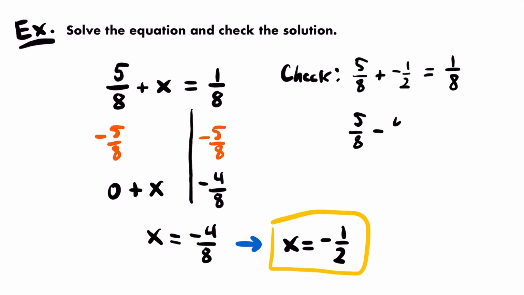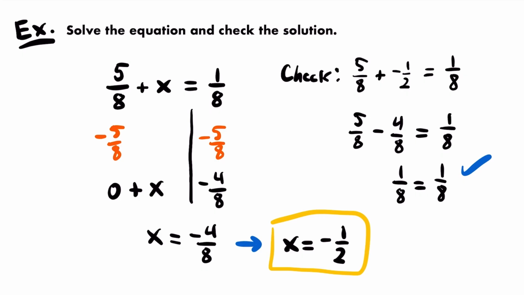We have -4/8, and that should be equal to 1/8. And it is, because we have a common denominator here. So we can subtract the numerators, and 5 minus 4 is 1. So you get 1/8 is equal to 1/8. That is a true statement. And so -1/2 is in fact the solution to this equation. When x equals a negative 1/2, the equation is true.